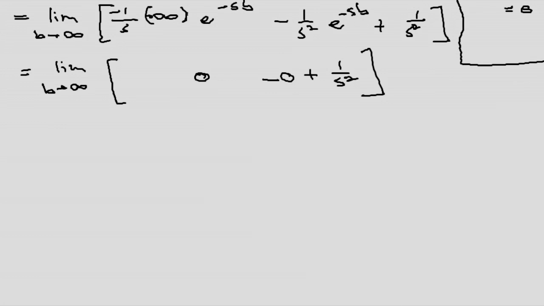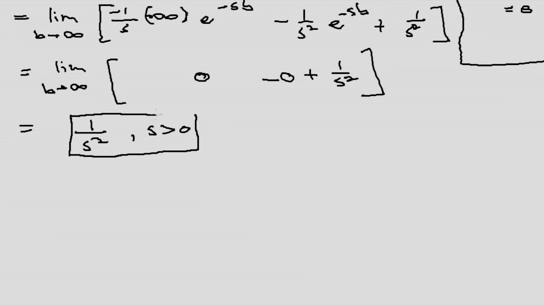And so this will be equal to just 1 over s squared, as long as s is greater than 0. Because if it's equal to 0, it's undefined, and if less than 0, it becomes negative. So, final answer.